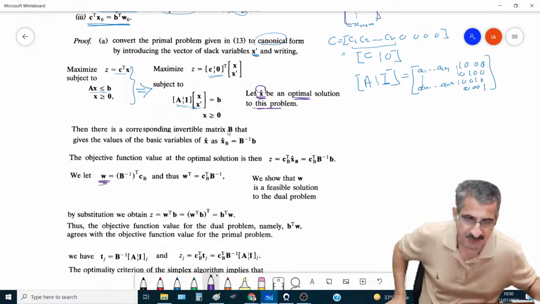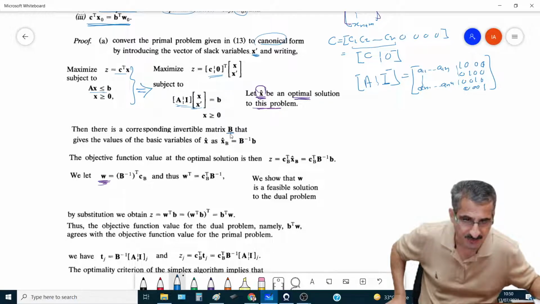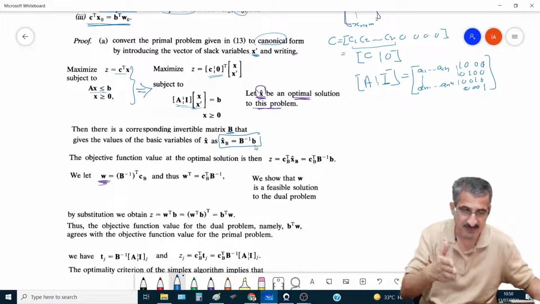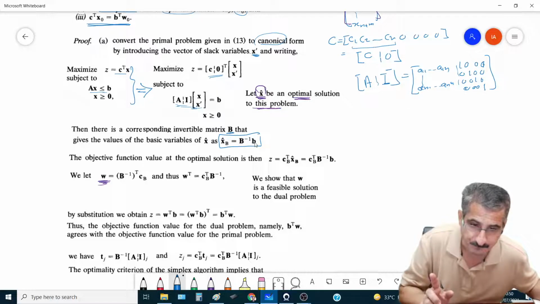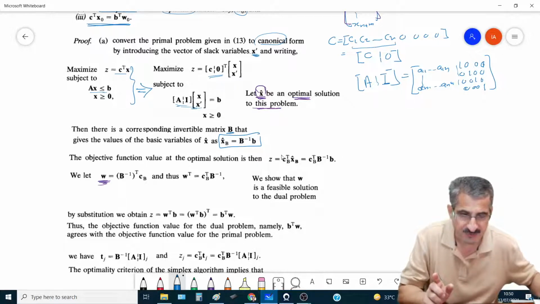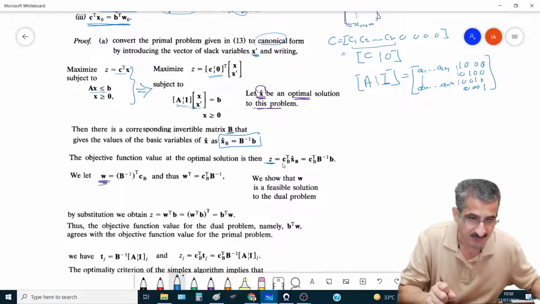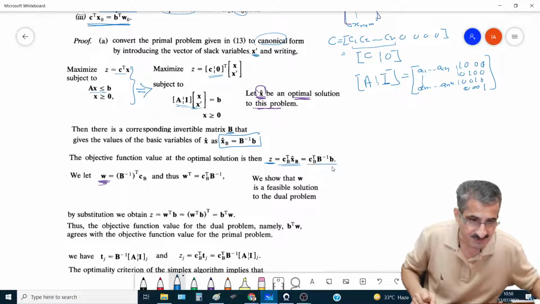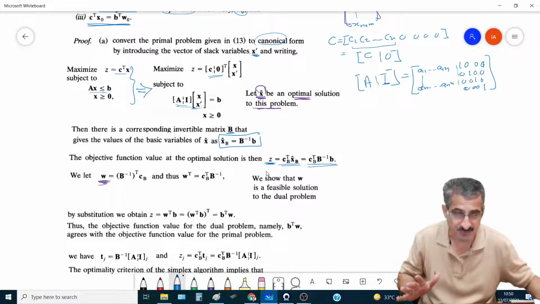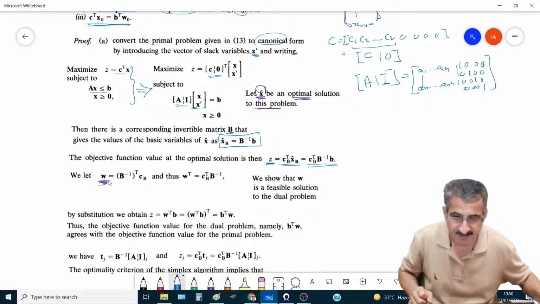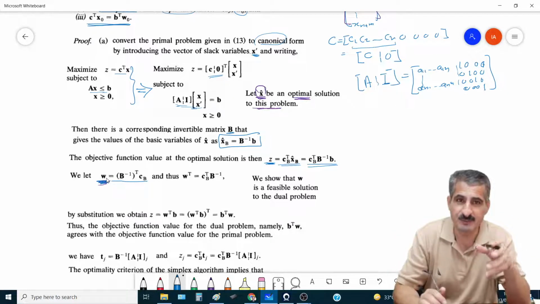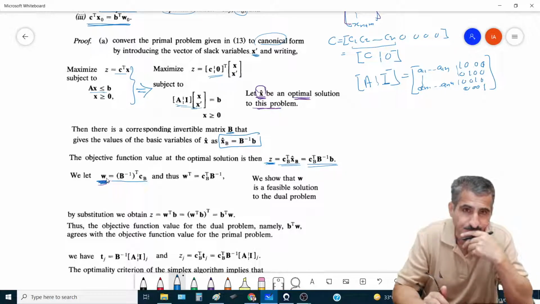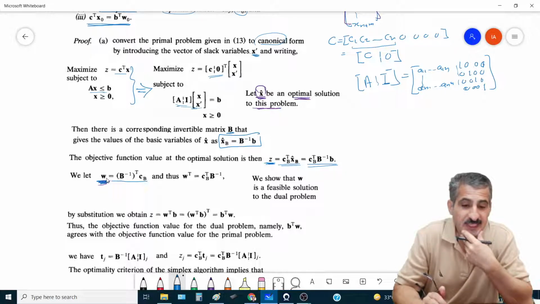Then there is a corresponding invertible matrix B. Okay, we know that, we learned it, okay. And we know that the xB hat is given this way. We have seen this before, right? Now, the objective value of the optimal function is that. And we know that the objective value equals the cost vector times the solution, xB hat, which is this. So we have seen all these notations before. Now we define this W here this way. It is B inverse transpose multiplied by the cost vector CB. So now we got a vector for W.